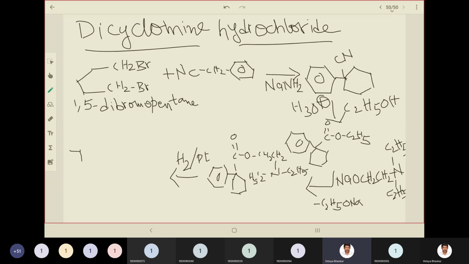So what is the structure of dicyclomine? Two cyclohexanes attached together, and it has an ester linkage continued with an ethyl link that is directly attached to the amino group. That amino group has two ethyl groups substituted on the nitrogen. So this is the structure of dicyclomine.